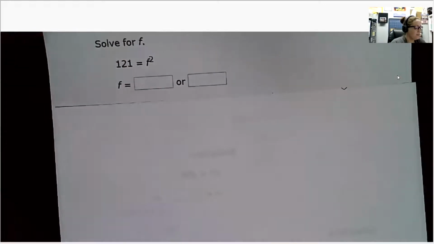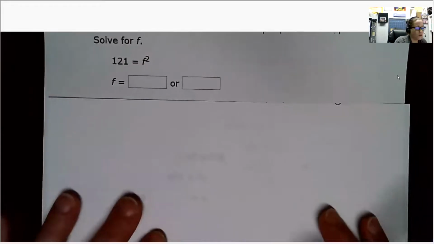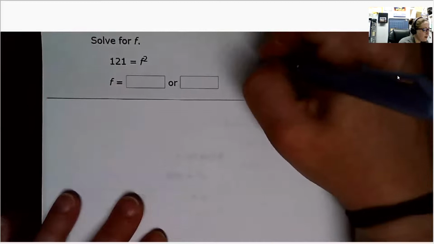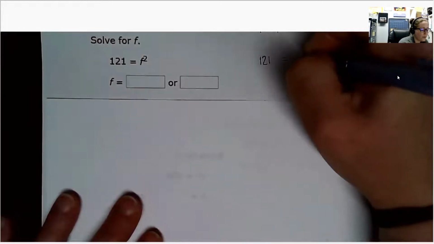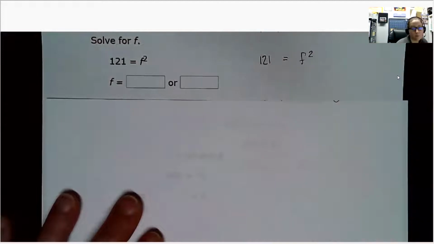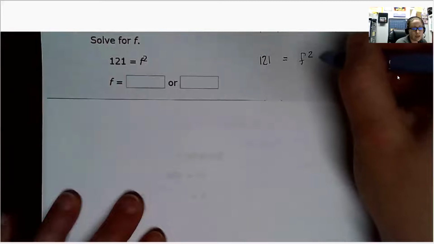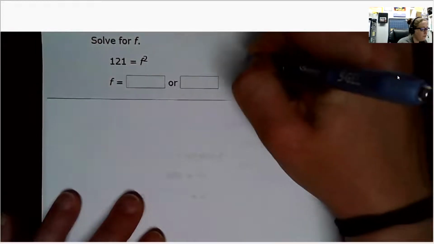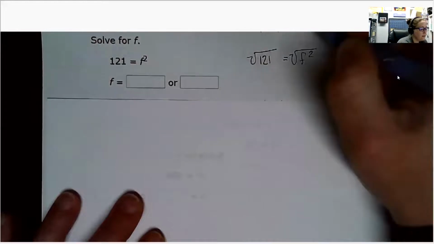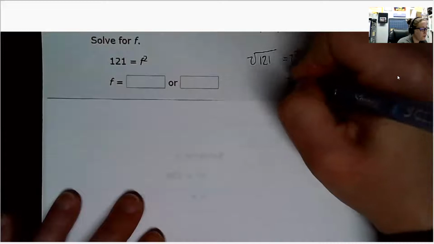Okay, so this one we're solving for f. We still have this equation, and this number on the other side of the equal sign is okay. You're still going to solve it the same way. We're still going to take that inverse operation to cancel out the squared. We're going to find the square root of both sides. This will cancel, leaving us with just f equals.